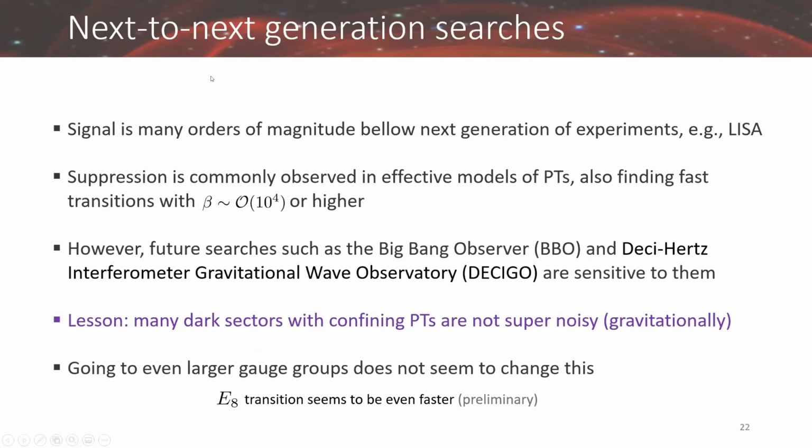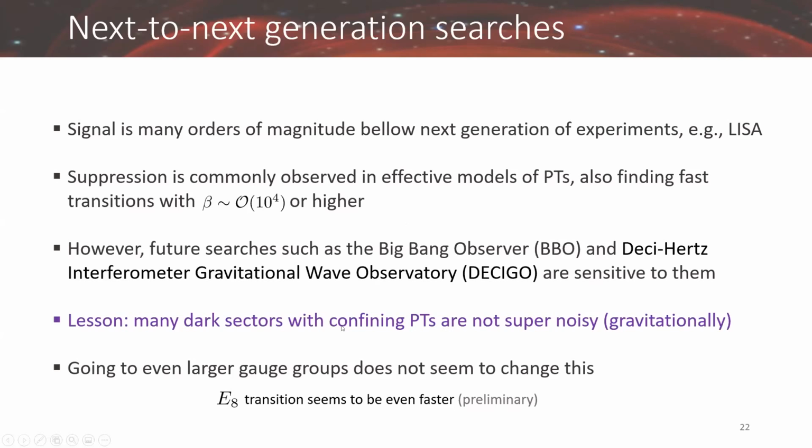As I mentioned before, this signal is many orders of magnitude below next generation experiments like LISA. And this suppression has been recently observed in other effective models of phase transitions, with these values of beta of 10 to the 4 being somewhat common. However, these future searches might be able to see the signals.